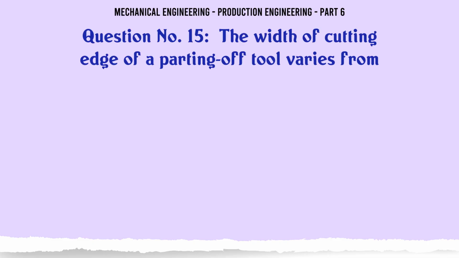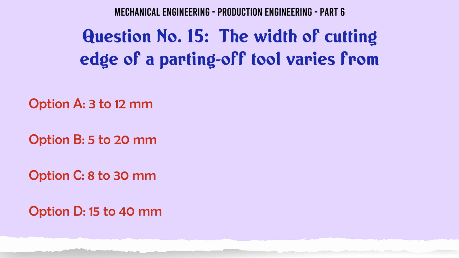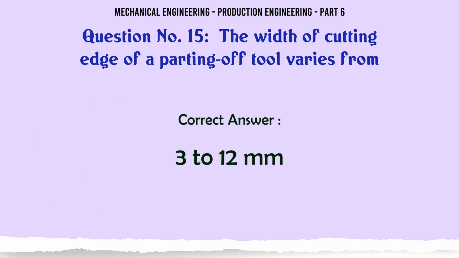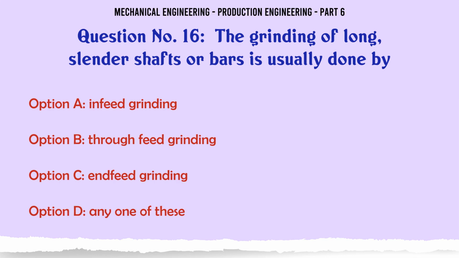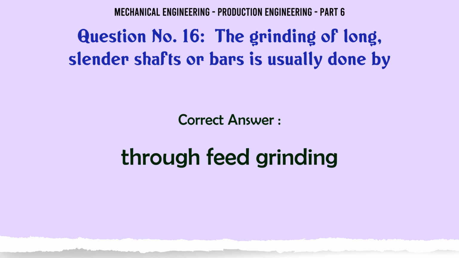The width of cutting edge of a parting tool varies from A. 3 to 12 mm. B. 5 to 20 mm. C. 8 to 30 mm. D. 15 to 40 mm. The correct answer is 3 to 12 mm. The grinding of long slender shafts or bars is usually done by A. in feed grinding. B. through feed grinding. C. end feed grinding. D. any one of these. The correct answer is through feed grinding.